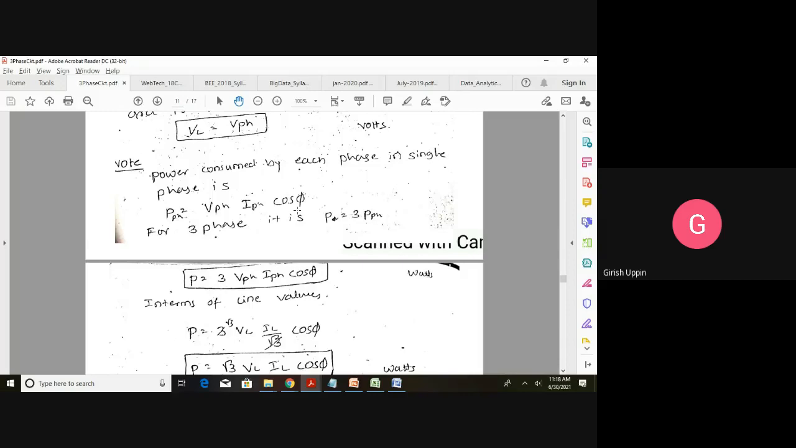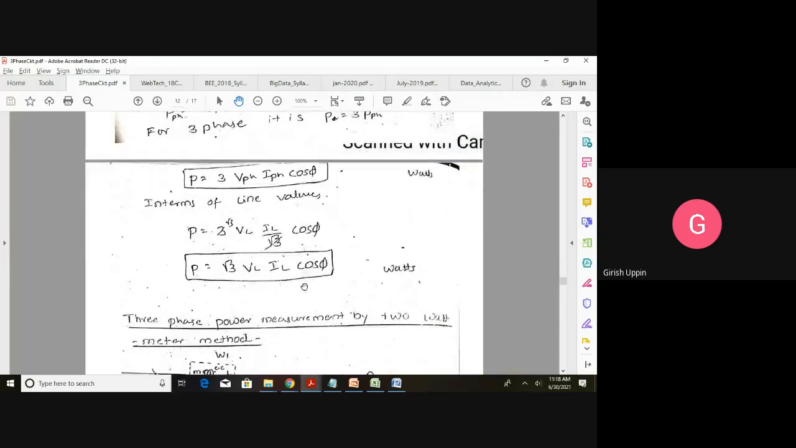What would be the power consumed in three phases? 3 times the power consumed in single phase. That is, P is equal to 3 into V phase into I phase into cos phi. And in terms of the line voltage, we know in case of a delta connection, V phase is equal to VL. So we keep the 3 as is.